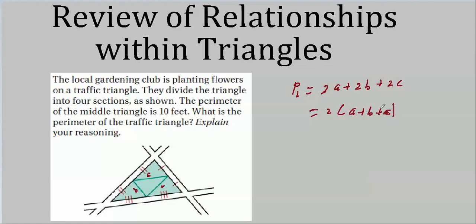Now, A plus B plus C, that's the perimeter of the inner triangle, which we know is 10 feet. So what we get is 20 for the perimeter of the large triangle.